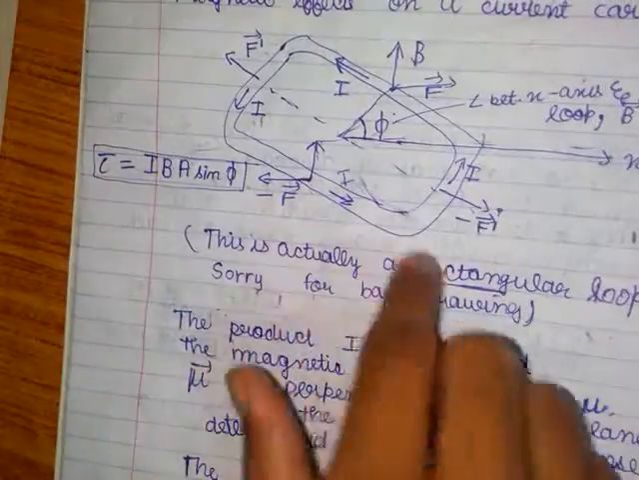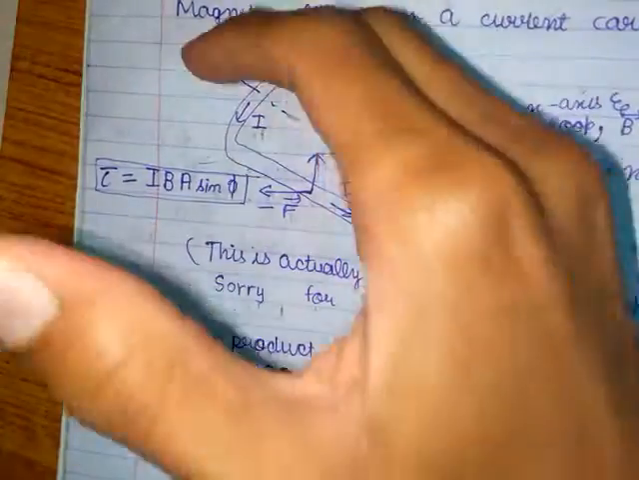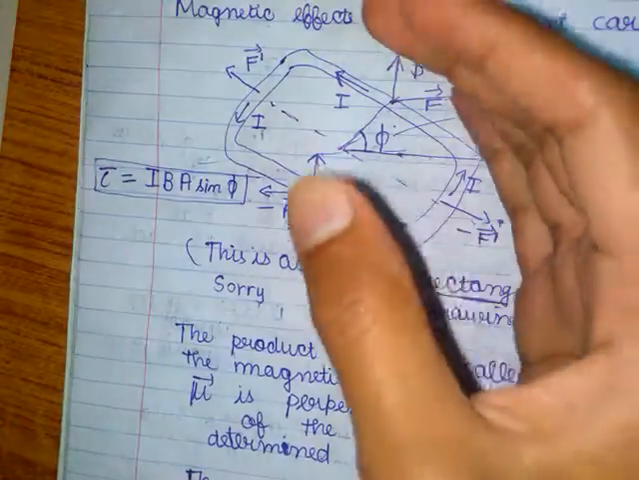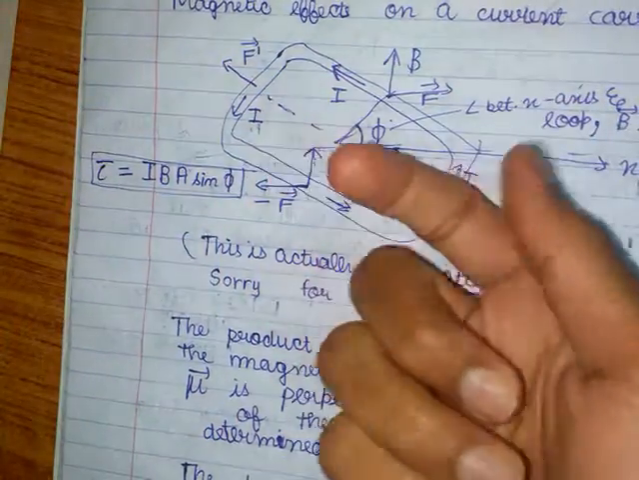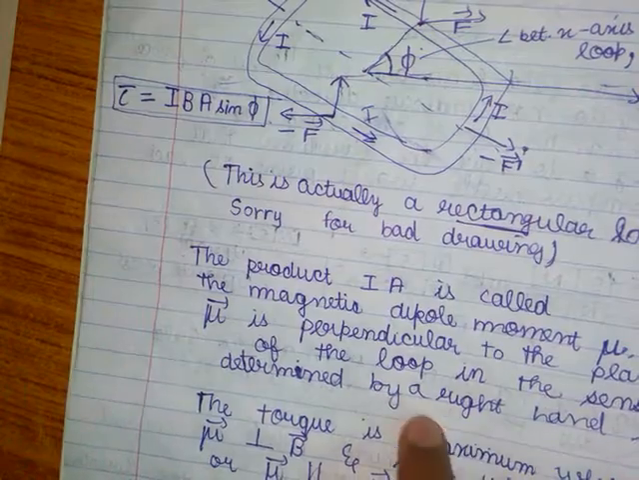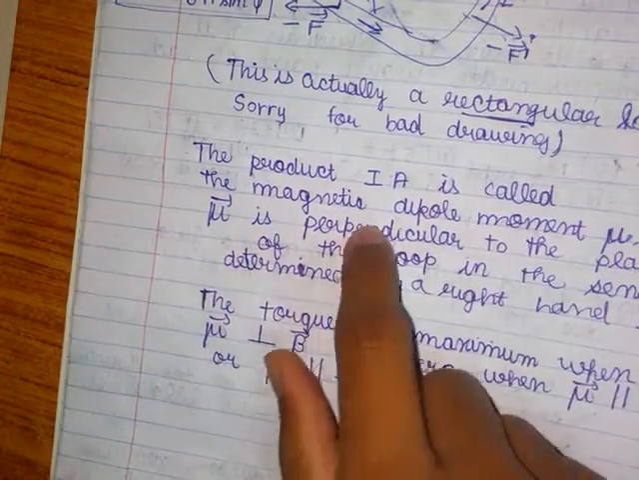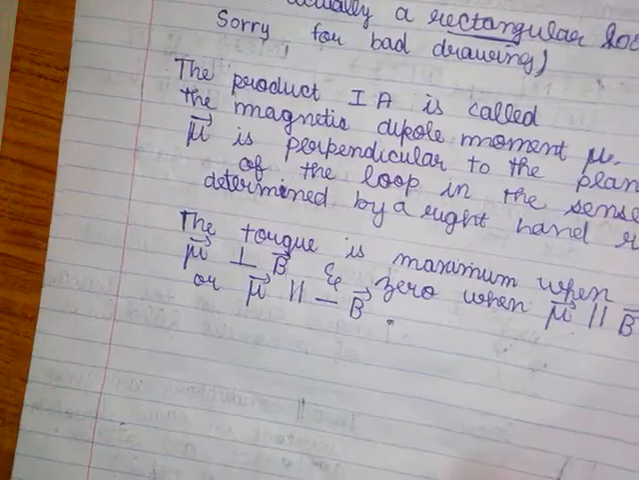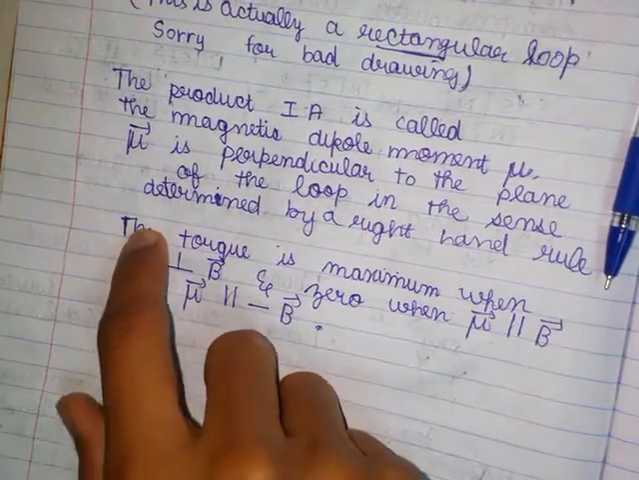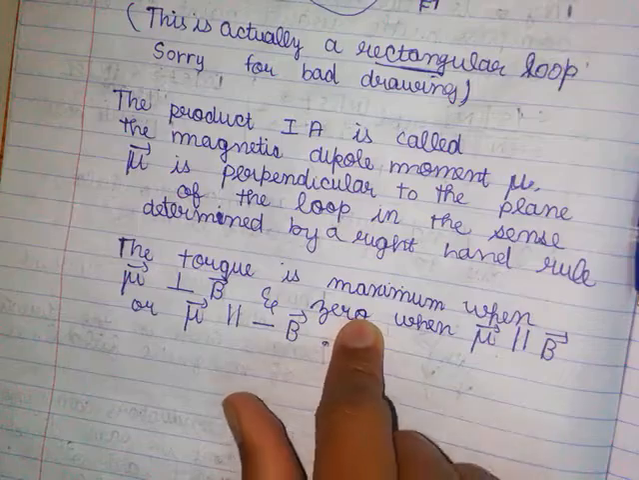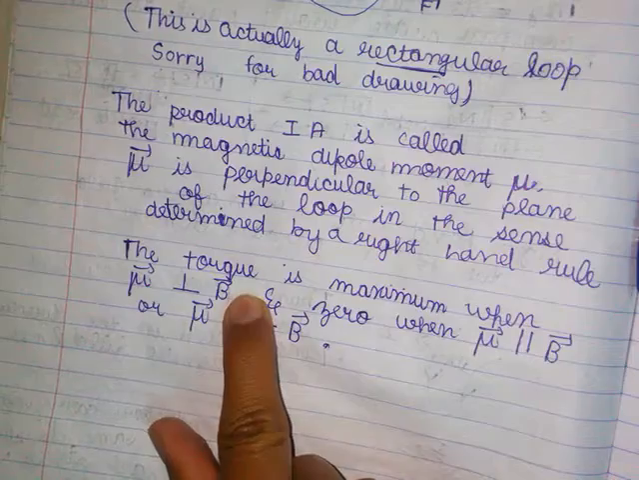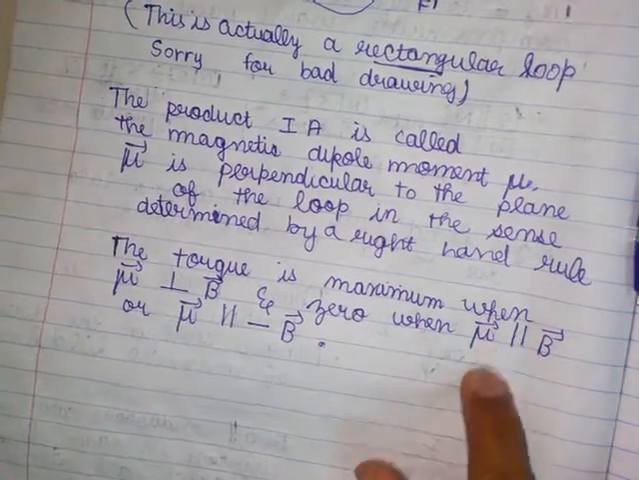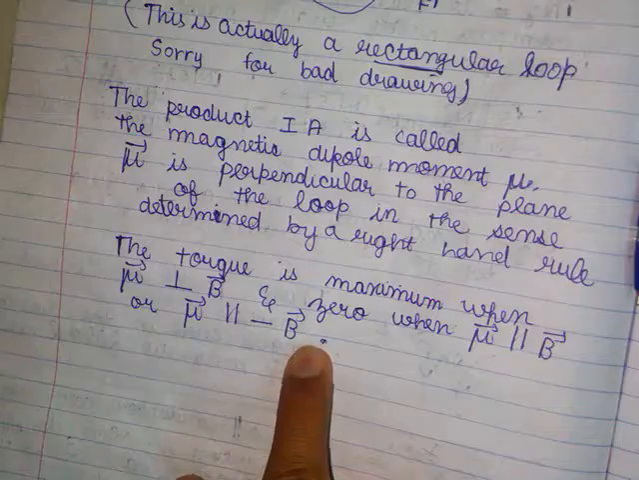What right hand rule? I mean that you curl your fingers in the direction of the current. In this case it's like this, so the direction of mu would be that given by the thumb, which is like this here. So this would be the direction of magnetic dipole moment mu. You can note that the torque is maximum when the magnetic dipole moment is perpendicular to the magnetic field, and zero when mu is parallel or anti-parallel to B.